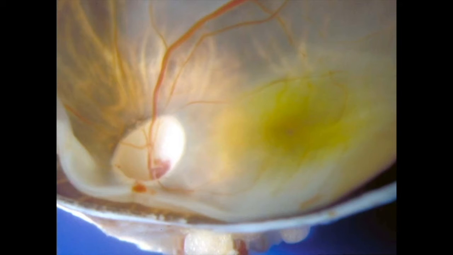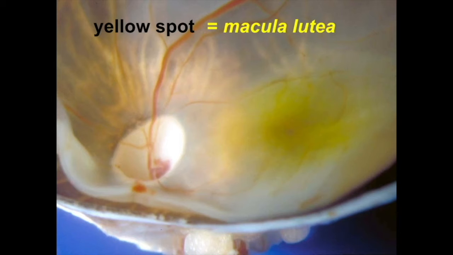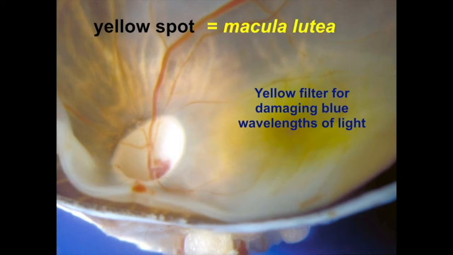Okay, here we see retina. There's a large incidental glaucoma cup in this case, but we see a yellow spot in the retina. Yellow spot is the macula lutea. That's what macula lutea is. It means yellow spot. The yellow pigment is derived from the diet. It serves as a yellow filter to filter out the damaging blue wavelengths of light.